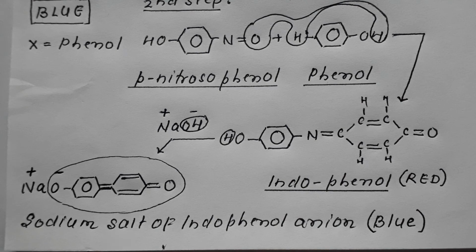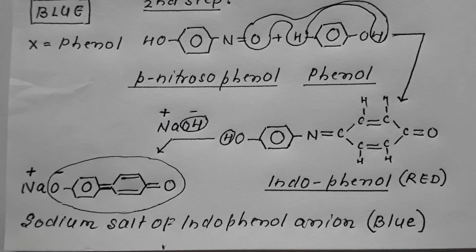In fact, every salt of indophenol anion is blue. So remember, this blue color is because of this indophenol anion. May it be sodium, potassium, calcium, rubidium, cesium, magnesium, doesn't matter. Any cation would be there, but blue color is due to formation of this indophenol anion.